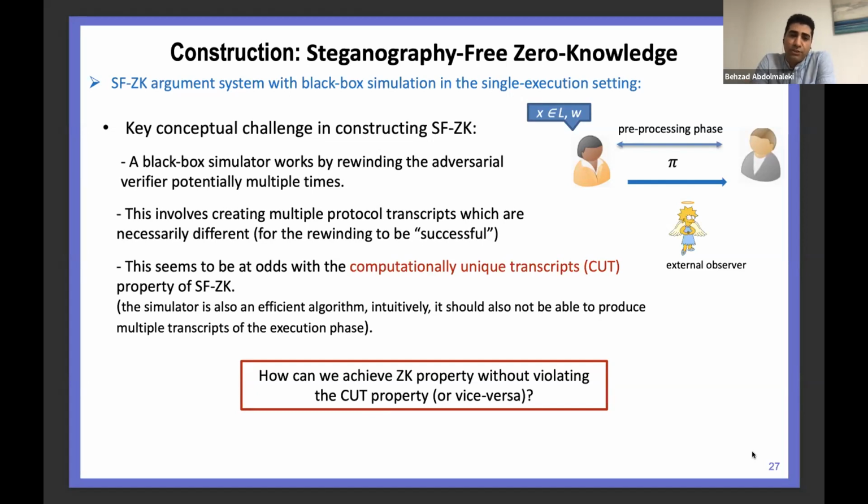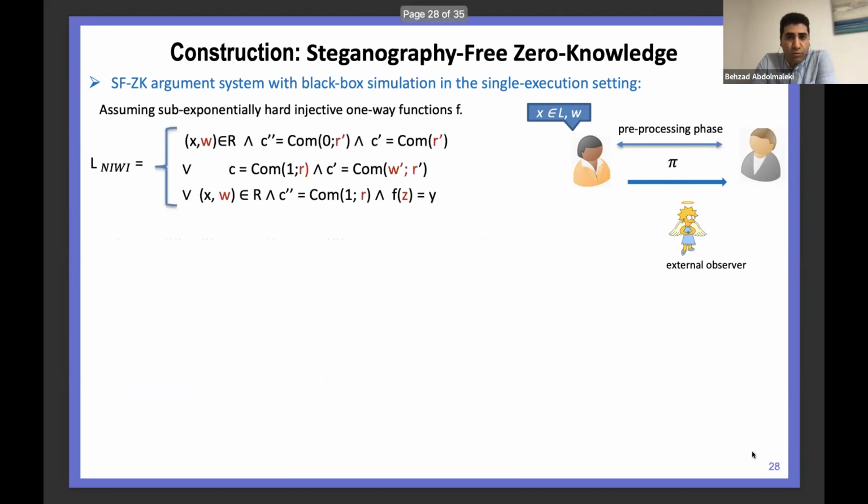So now one of the main challenges is how we can achieve zero knowledge without violating CUT, or vice versa. To do that, we extend the language in NIWI in the following 3 branches. The first branch is going to be used, as we will see, by the prover. The second branch will be used by the simulator in order to simulate the proof. And the last branch, which I will not talk about in this talk, will only be used in the proof in order to prove the indistinguishability between the first 2 branches.